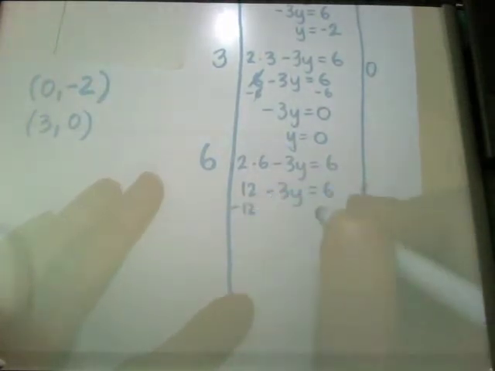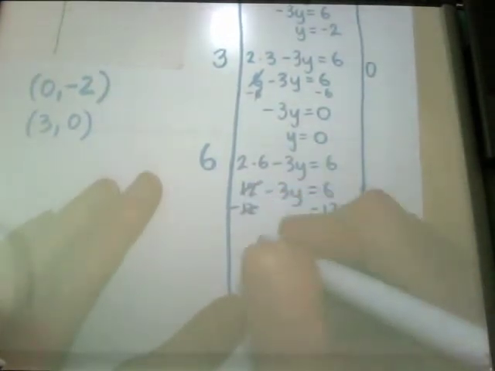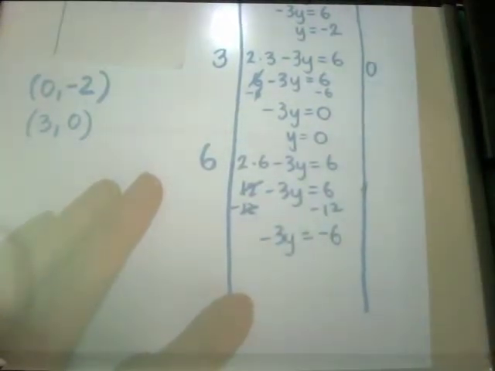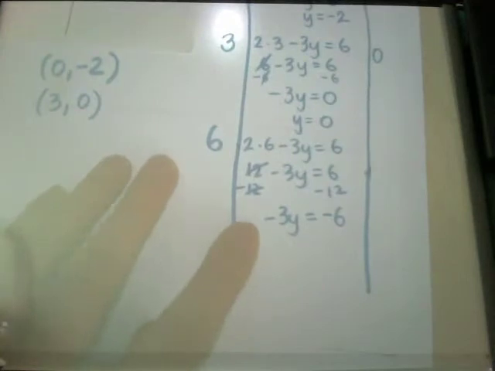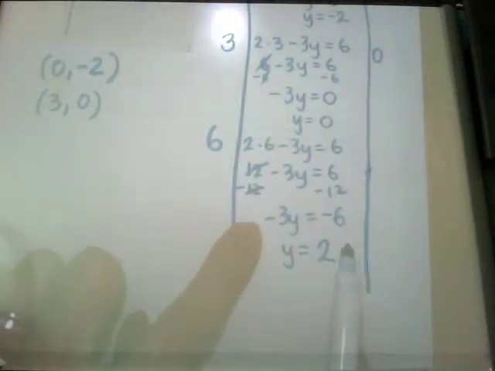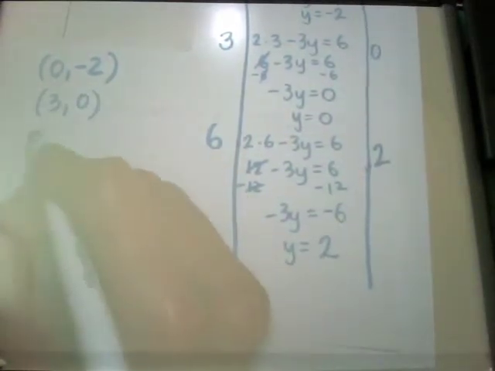Subtract 12 from both sides. I get negative 3y equals negative 6. 6 minus 12, negative 6. When I divide both sides by negative 3, negative 6 divided by negative 3 makes positive 2. So my final pair, 6, 2.